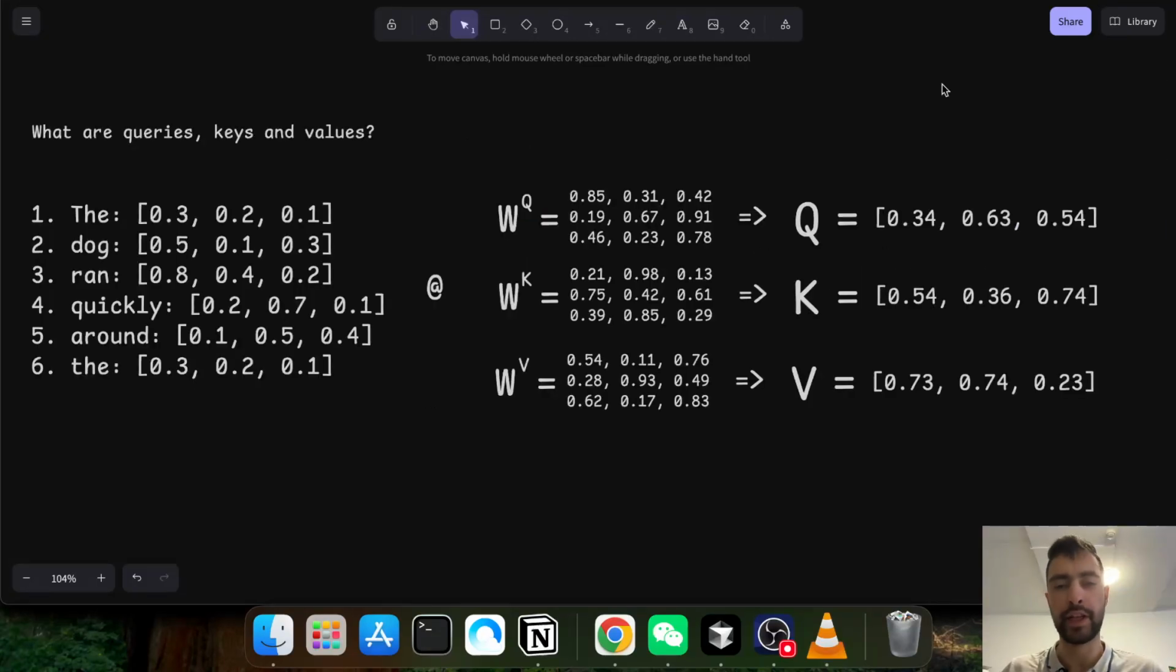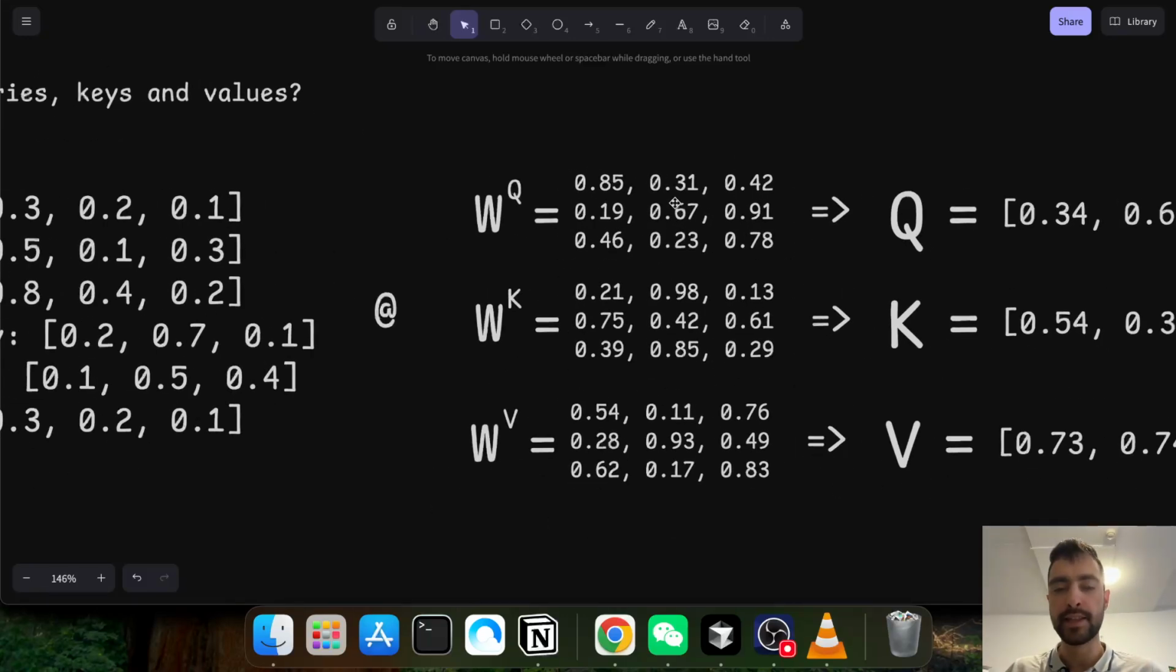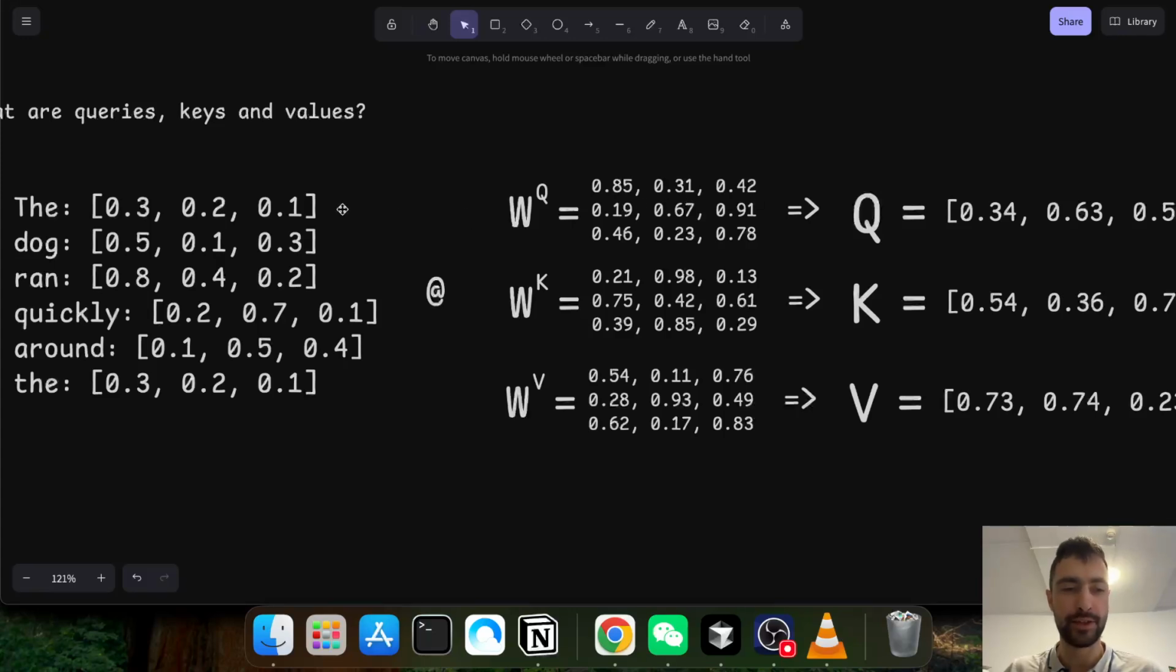But before we continue, let's also make some intuitive sense of these projection matrices, because I did not explain them too much. I just said they convert a token into a query, into a key, into a value. So what do these numbers do intuitively? Let's first see what they do mathematically. So we have this vector. Let's just look at the first vector.